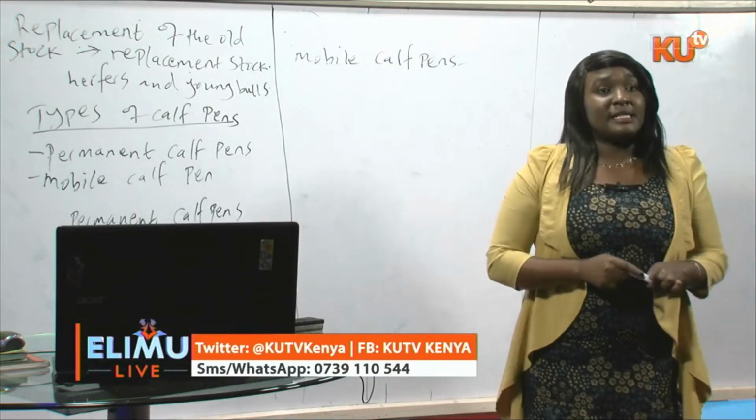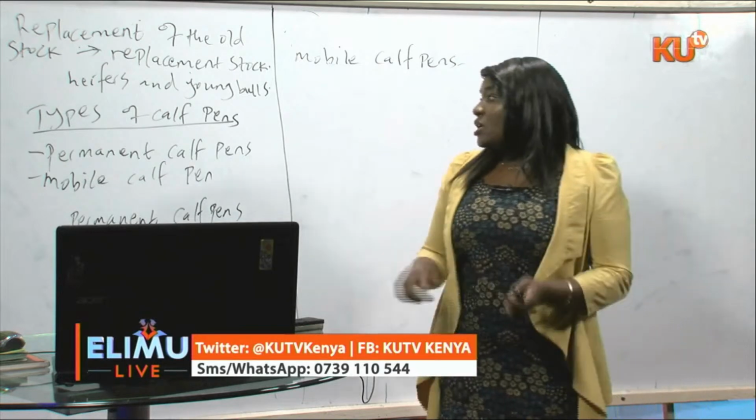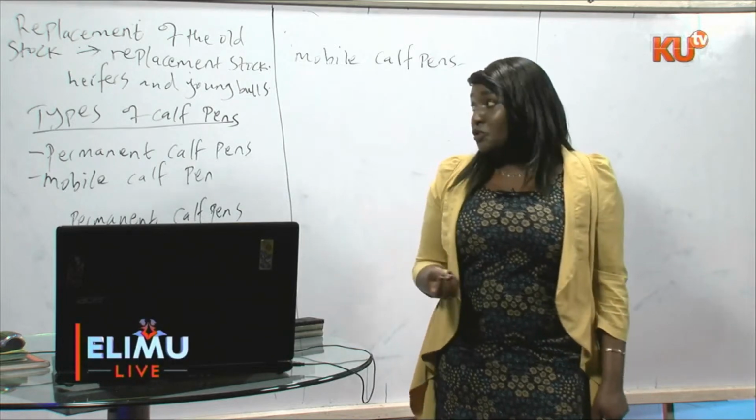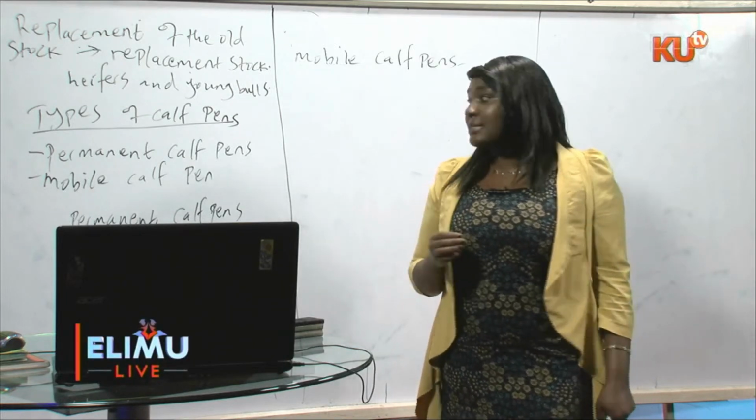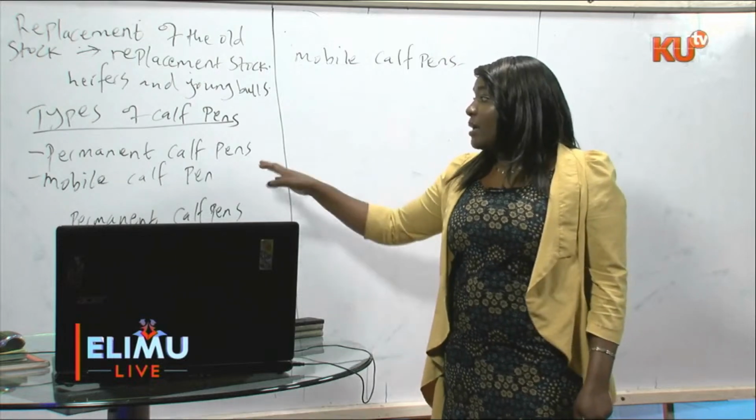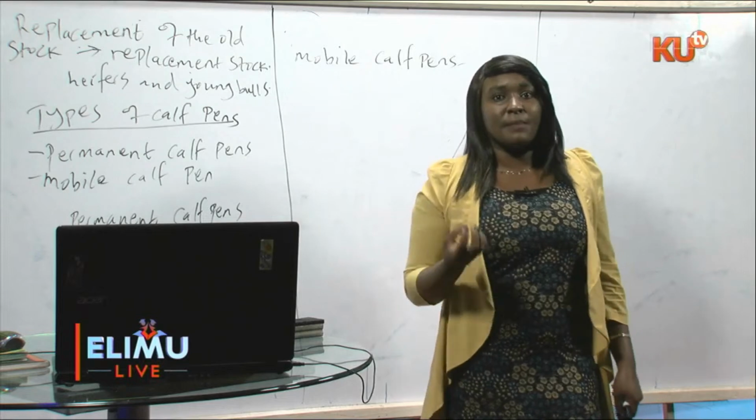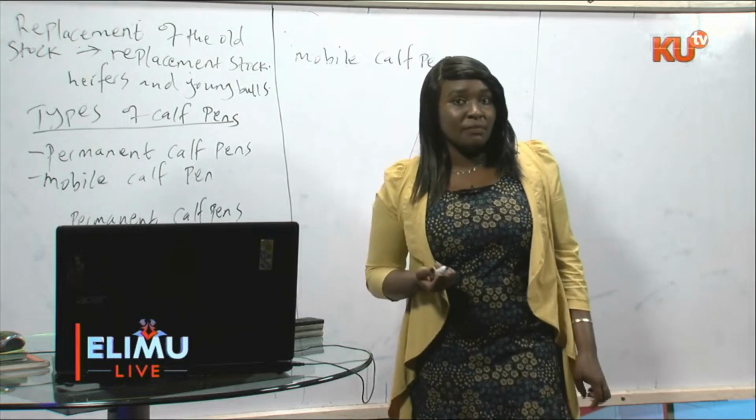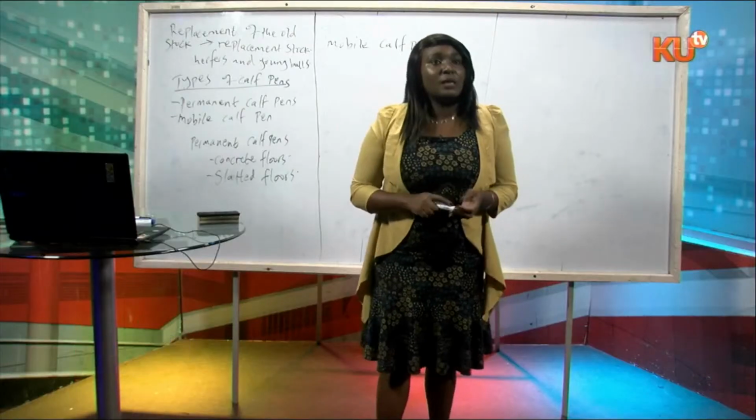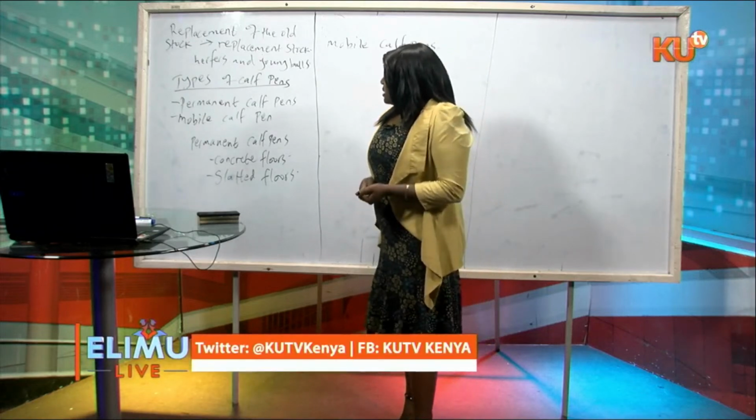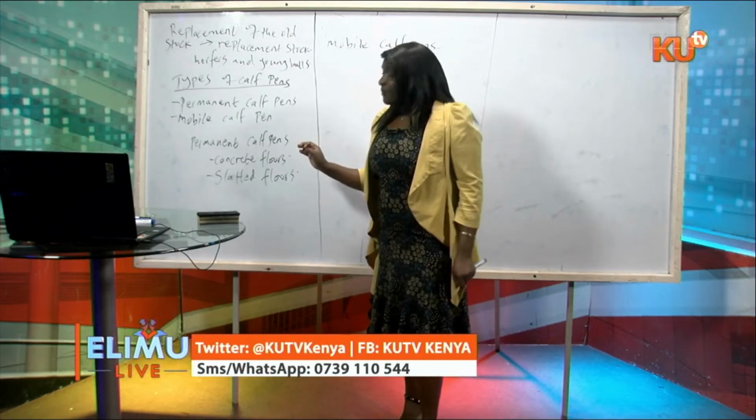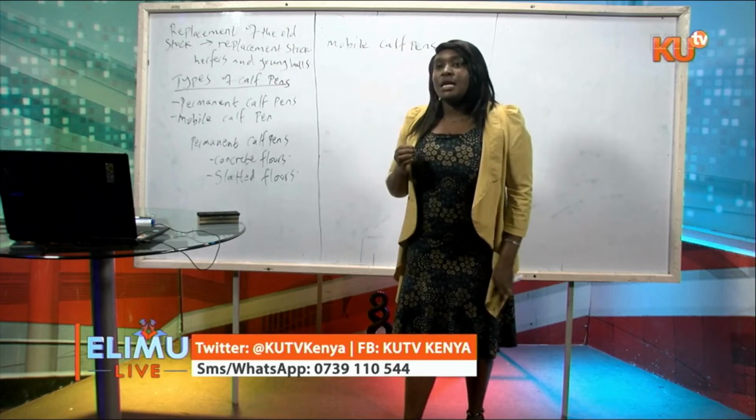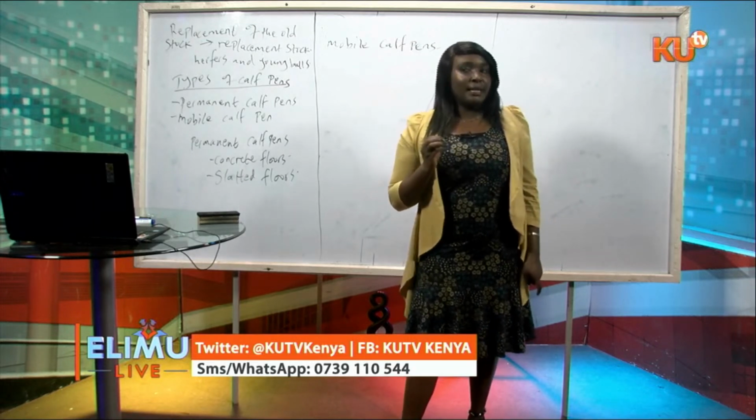So the permanent calf pens, we said maybe a disadvantage you can talk about is the fact that you require materials that are a bit expensive to construct, like the sand and the ballast and the cement to make the concrete ones. That one makes it a bit expensive. But on the other side, the permanent ones are durable because they last in the farm for a very long time. So up to that point, I want to imagine that you now can be able to differentiate between a mobile calf pen and a permanent calf pen.